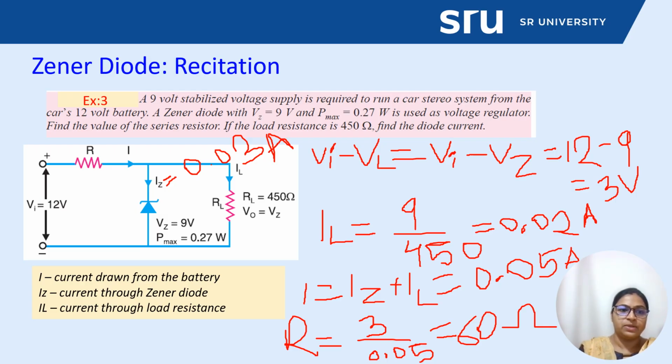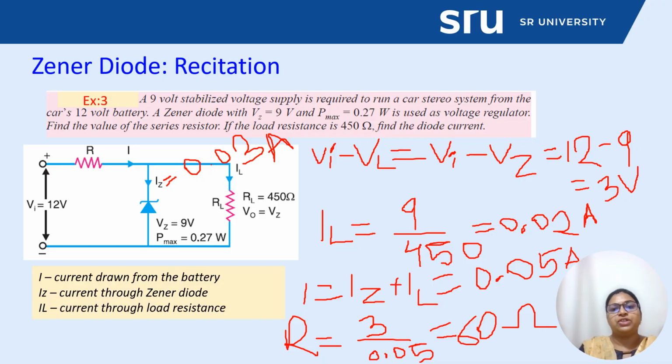In the problem it was given that input voltage Vi is equal to 12 volt battery, and we have connected a Zener diode of voltage 9 volt and maximum power 0.27 watt, and the load RL is 450 ohms. What is our series resistance R, and then find out the diode current I. To find the current I, we first have to find the value of R.